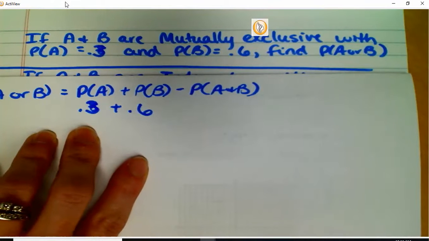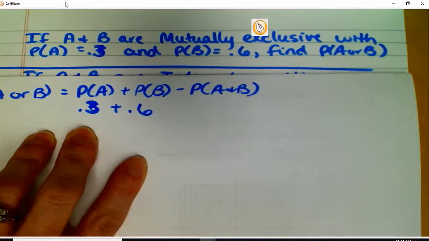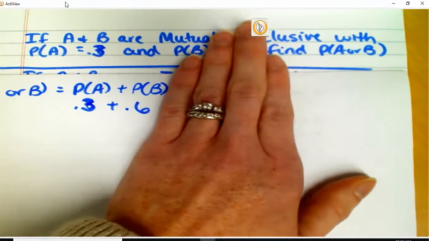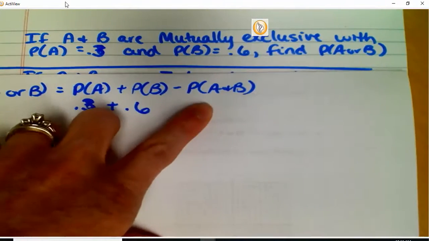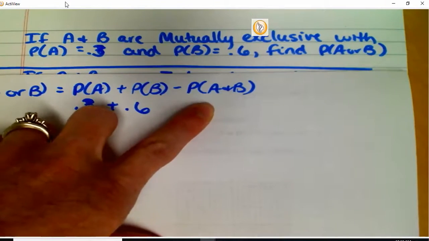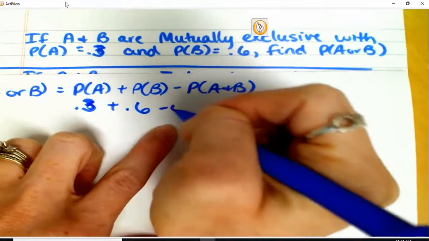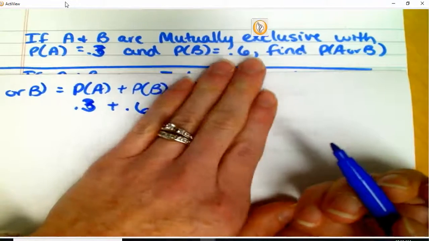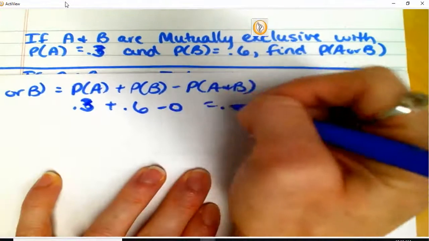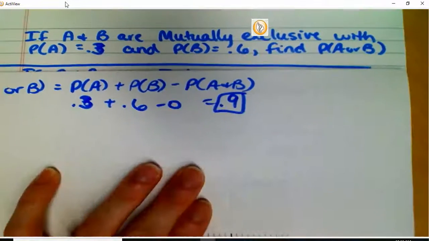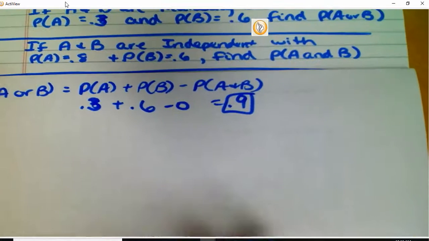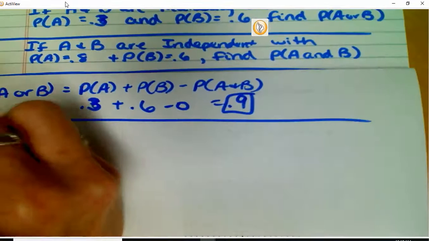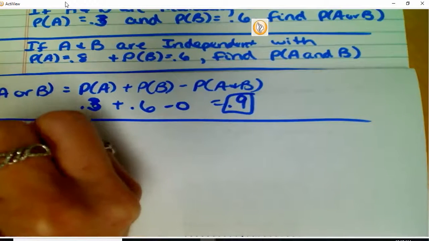I'm confused why you're using that formula. Why I put the minus there? Yeah. Just to show you that even if you did write down that formula, since they're mutually exclusive, I know that's a 0. Okay. That's why you could have left that off. And then you get 0.9. Okay. Second one, if they are independent, what does it mean if they are independent?